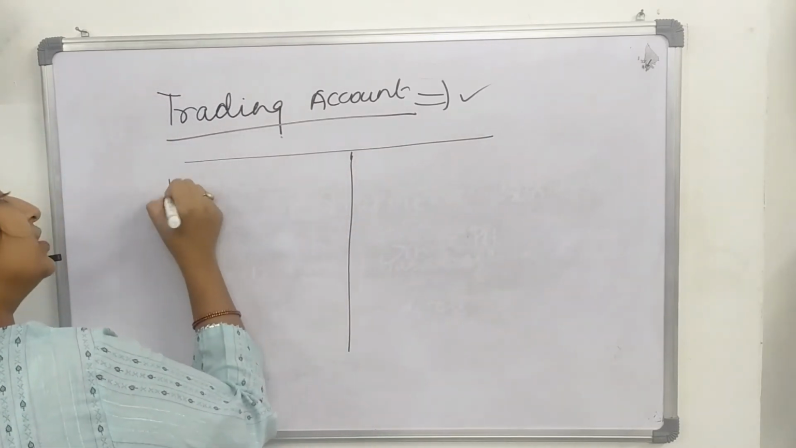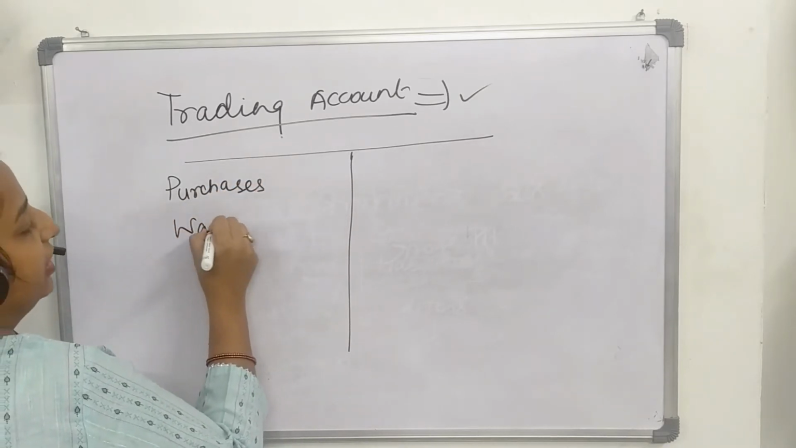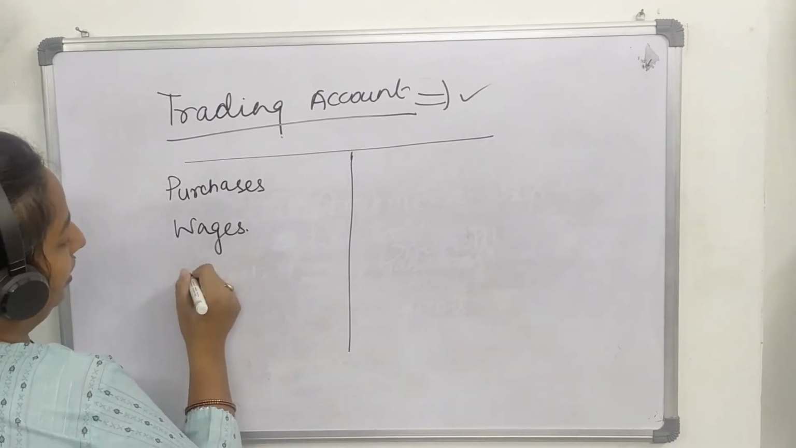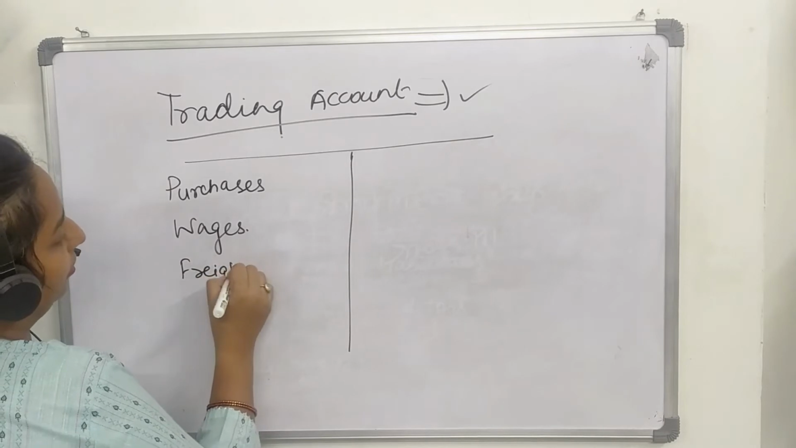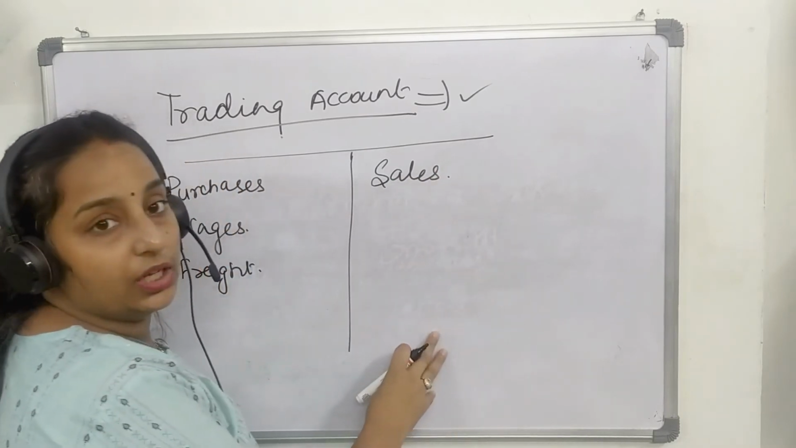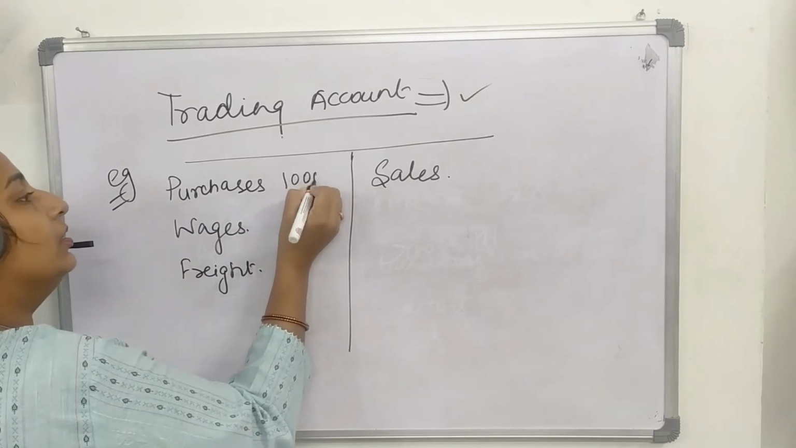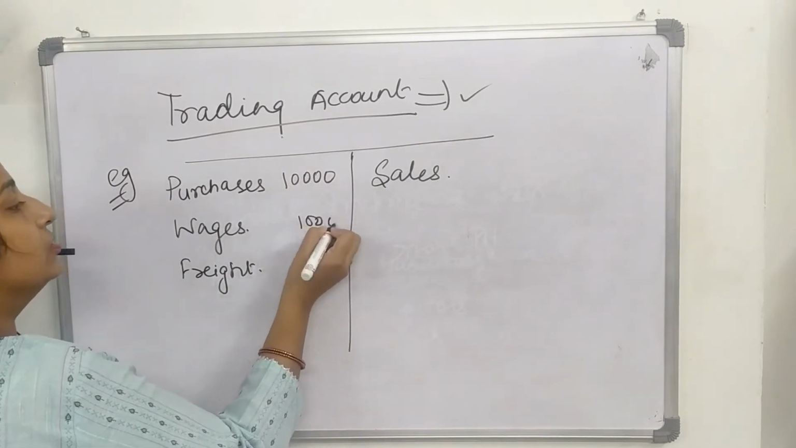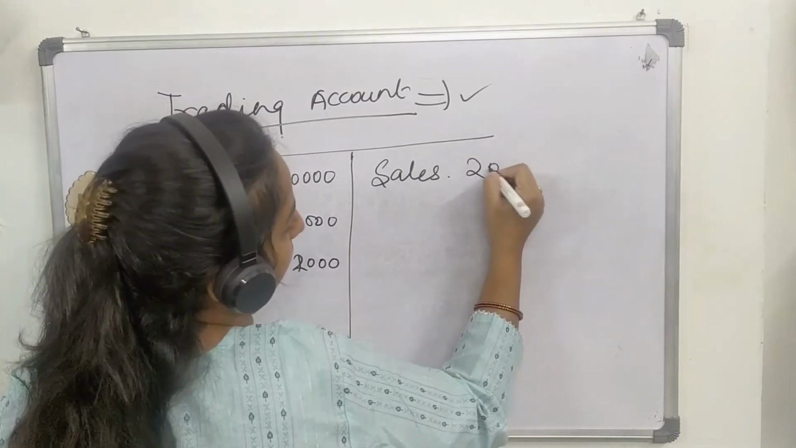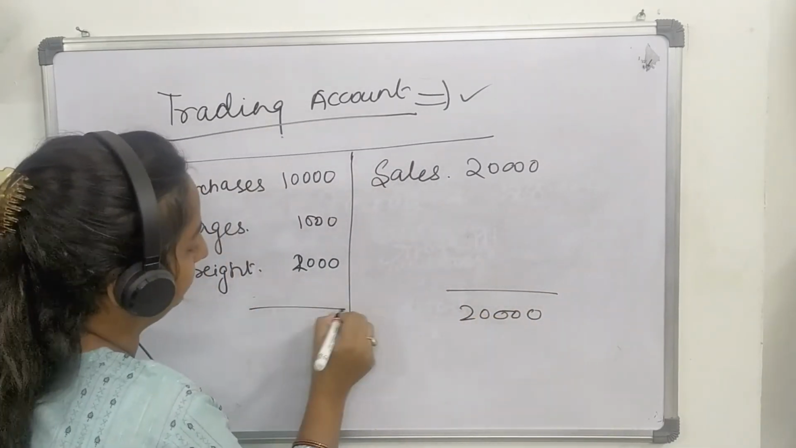Here, purchases made will be recorded over here since it's a direct expense. Any wages paid to the laborer for the manufacturing concern, freight within the factory. Now, sales made during the year. Suppose purchases were made for 10,000, wages for 1,000, freight for 2,000, and sale was 20,000. Now, the balance will be 20,000.